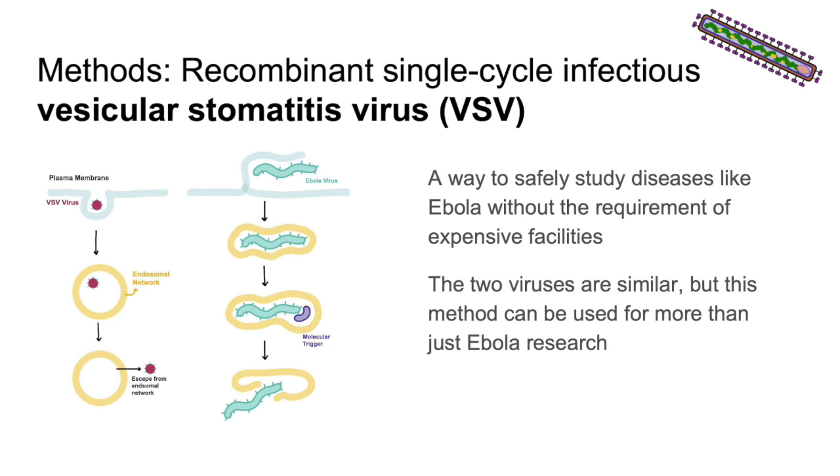This is exactly what happens when one creates recombinant single-cycle infectious vesicular stomatitis virus, VSV. VSV functions as the host virus for the encoding genes. Like Ebola, it is a negative strand RNA virus. The viral entry of VSV is quite similar to Ebola, as you can see in the figure on the slide. I'm now going to discuss 2 applications of this method that pertain to the papers that have been previously discussed in this presentation.